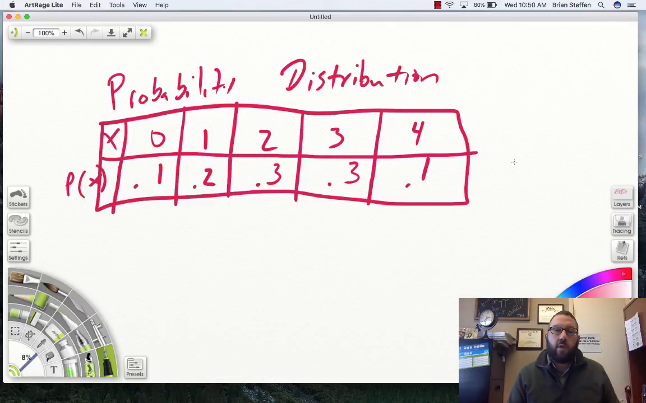So I'm checking, do they all add up to 1? I've got 0.1 plus 0.2 plus 0.3, so that's 0.6. Plus 0.3 is 0.9, plus 0.1 is 1. So I have a probability distribution here, and all the possible errors made are 0 through 4.